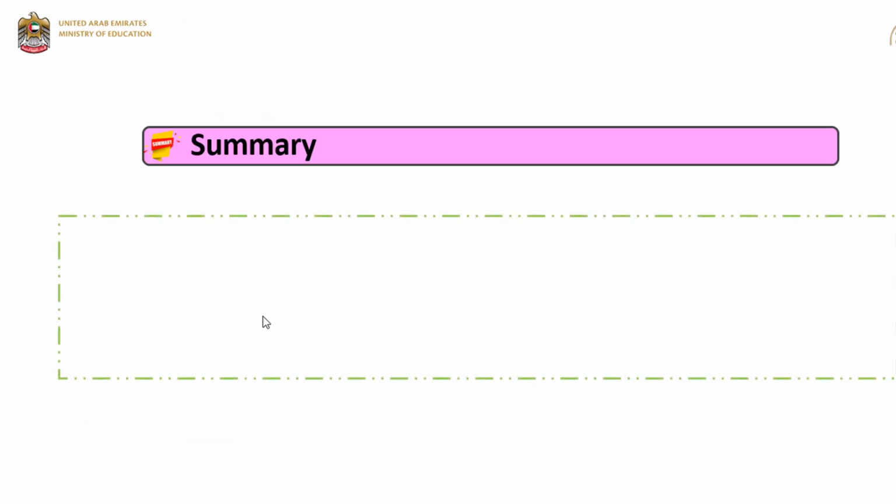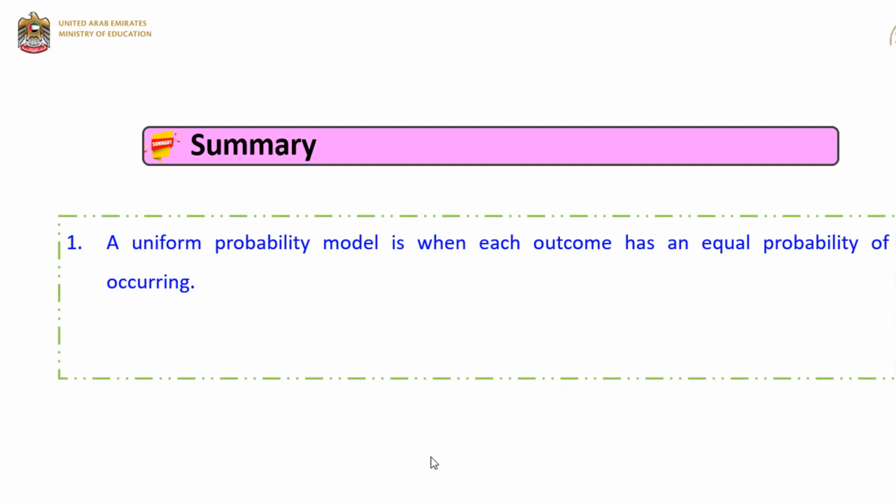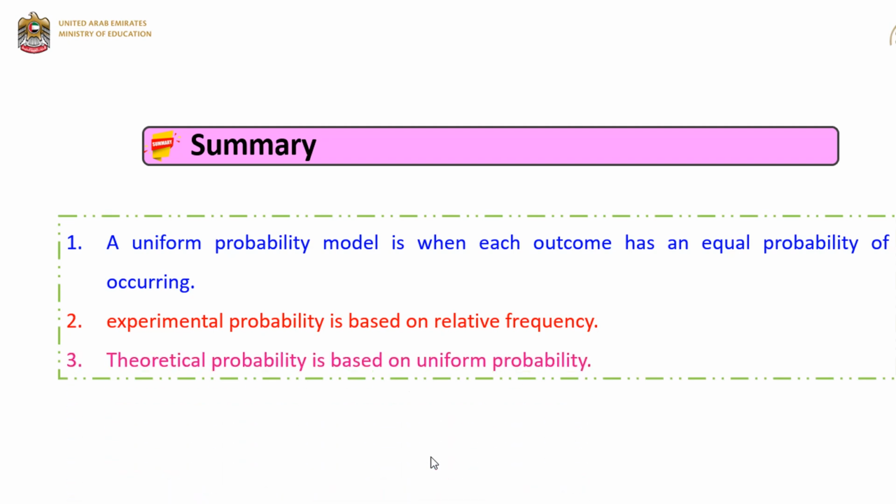What have we learned today? We have learned that a uniform probability model is when each outcome has an equal probability of occurring, and experimental probability is based on relative frequency. We also learned that theoretical probability is based on uniform probability.